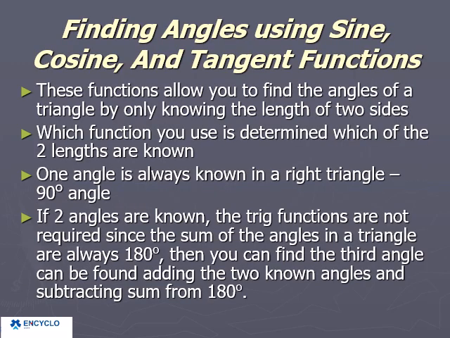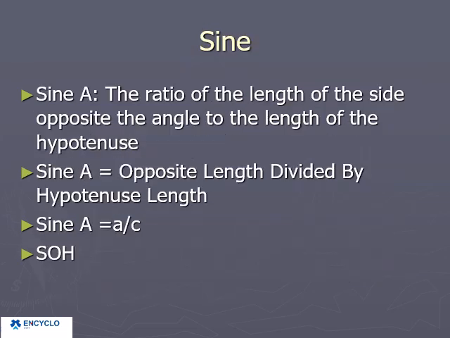To determine an unknown angle, we apply trigonometric functions, sine, cosine, and tangent, depending on which sides of the triangle are known. These formulas are only used when we don't already know two of the triangle's angles. Sine of an angle is the ratio of the opposite side to the hypotenuse. Sine A equals A divided by C, or SOH, in the SOHCAH-TOA memory aid.